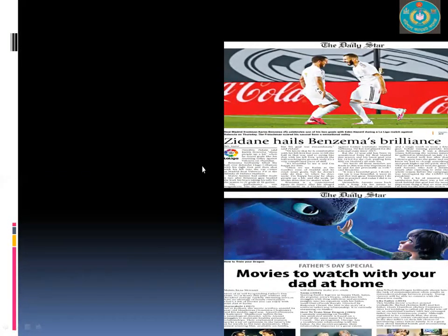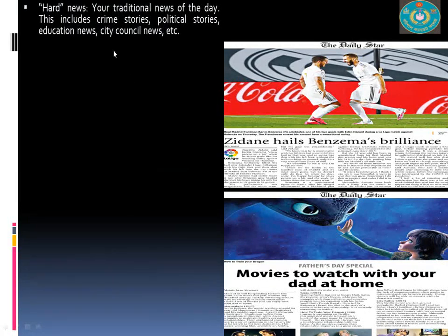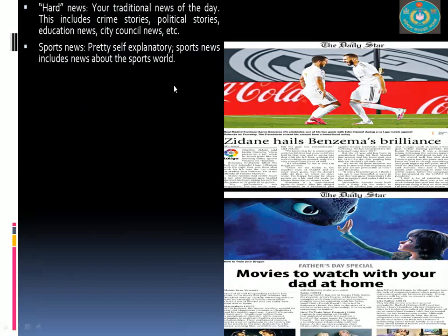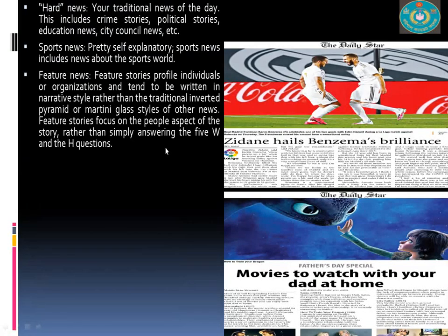Now, types of newspaper reports. Hard news, the traditional news that includes crime stories, political stories, education news, city council news, etc. Then comes sports news, pretty self-explanatory. Sports news includes news about the sports world. Feature news. Feature stories profile individuals or organizations and tend to be written in narrative style rather than the traditional inverted pyramid or martini glass style of other news. Feature stories focus on the people aspect of the story rather than simply answering the 5 W and H questions.